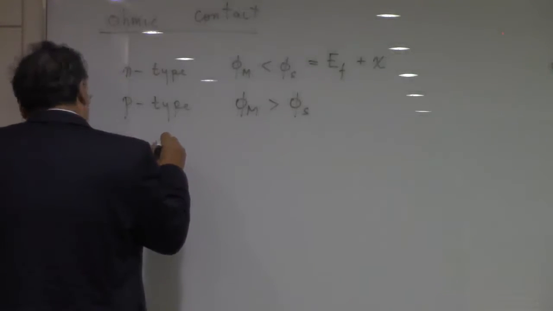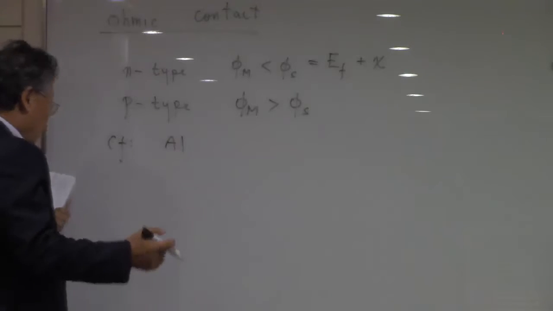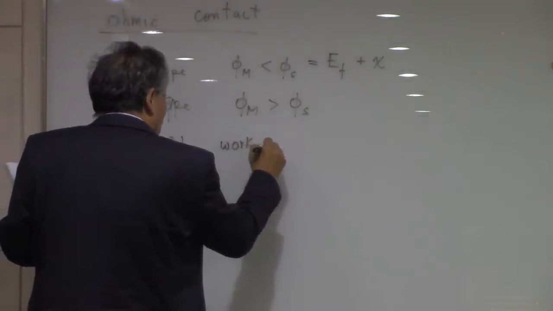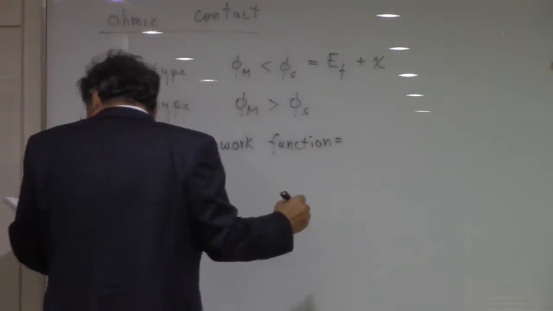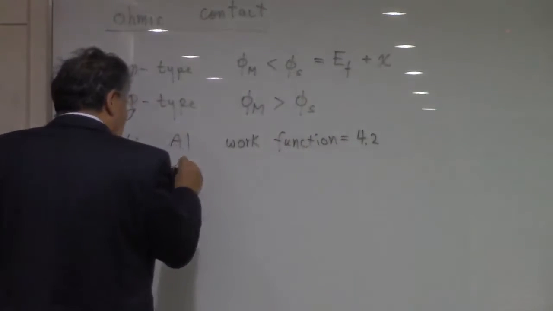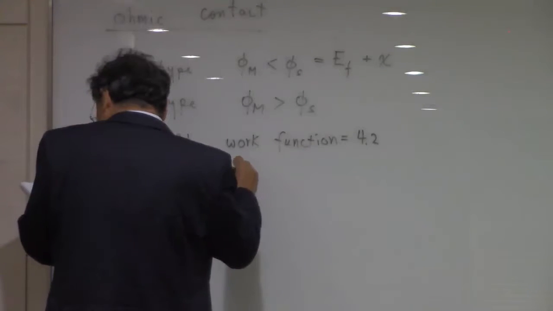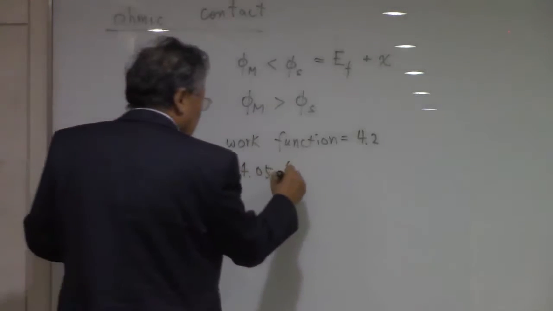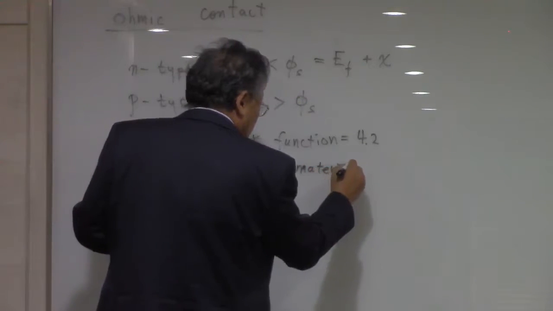If we use aluminum as the metal, this is a typical case, right? The aluminum metal work function is 4.2, okay? And chi, the silicon affinity, is a material constant, which is 4.05. This affinity is a material constant.